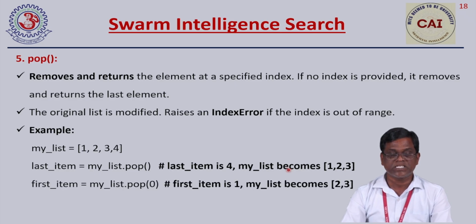And if you specify the index, then the value at that particular index will be removed. See here, my_list.pop(0) I have given. That means 0 is the index from where I need to remove the element. Index 0 refers to the first element, so from 1, 2, 3 the first element is 1, so it will be removed. Finally we get 2, 3 as the final output here. So this is about the pop method.